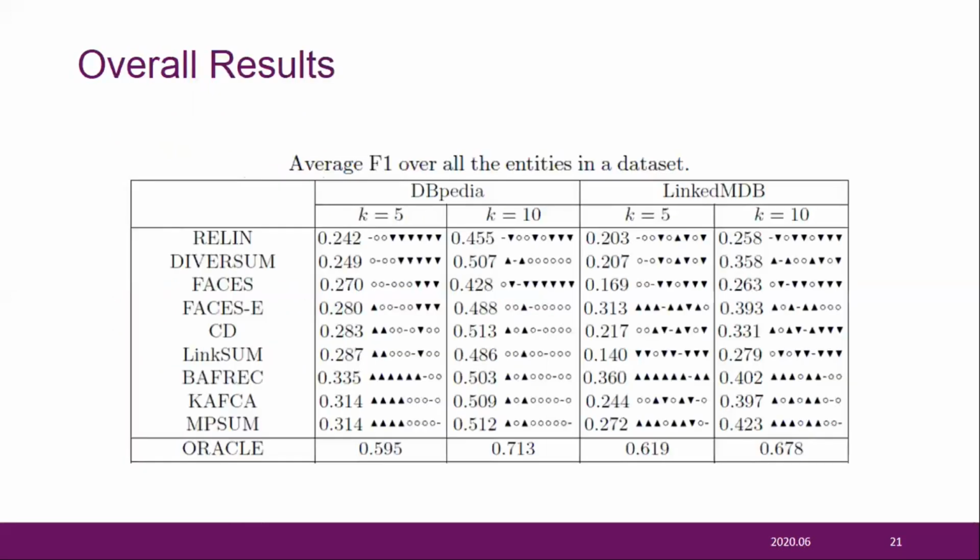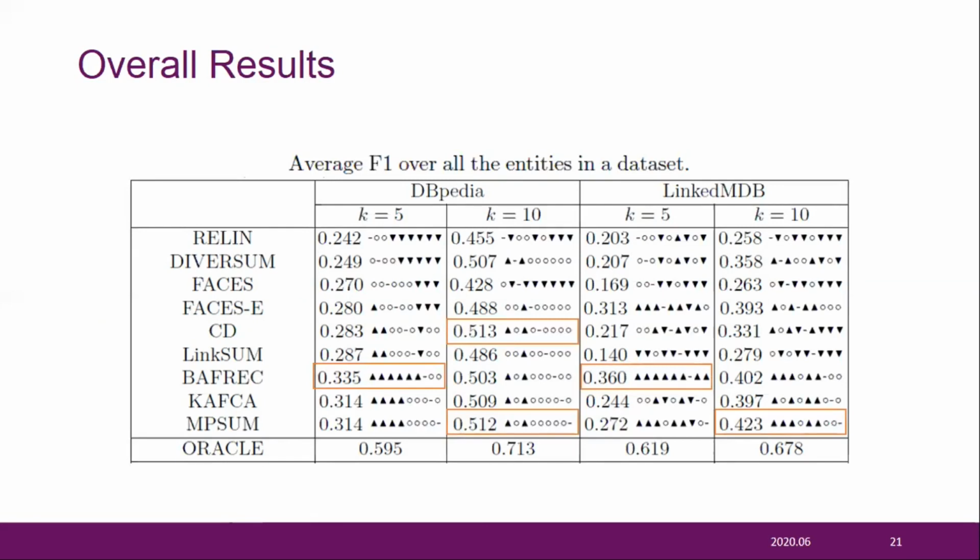Here are the F1 results of existing anti-summarizers and the Oracle on the 2 datasets of ESBM under 2 size constraints. We can see the best results are generated by Fabric, Maxim, and CD under different settings. Fabric achieves the highest F1 under k equals 5. It significantly outperforms 6 existing anti-summarizers on DBpedia and outperforms all the 8 on LinkedIn. It is also among the best under k equals 10.